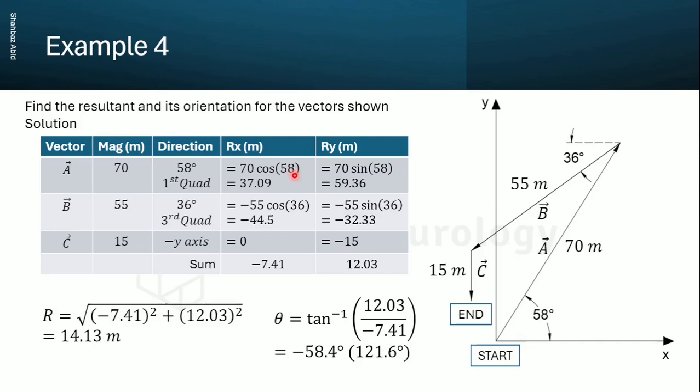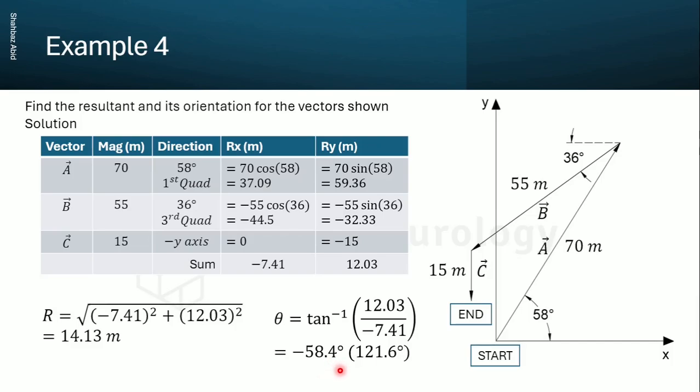We have to sum all the rx, which will give you minus 7.41, and we have to sum all the ry, which is going to give us 12.03. Now we have a positive y and a negative x, which means we are in the second quadrant. So r is going to be the square root of rx square plus ry square. The magnitude of the resultant vector is going to be 14.13 meters, whereas theta is going to be tan inverse of ry over rx, which is minus 58.4 degrees.